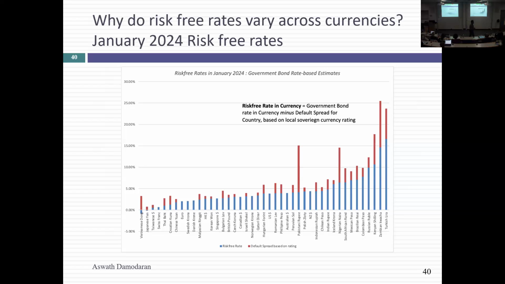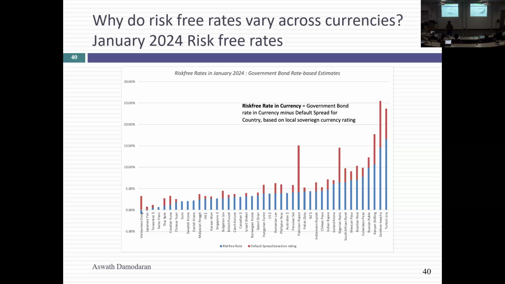So I did what I just described for the Indian rupee for every currency in which I could find a government bond. Let's remember the qualifier. You need a government bond. There are about 40 governments which have government bonds. This is my risk-free rate in those 40 currencies. The way to read this is that the height of the column entirely is the government bond rate. The red portion is the default spread. So if you take the Turkish lira, the government bond rate was 23%. You clean out the default spread, and the Turkish lira's risk-free rate is 16.5%. Mind-bogglingly high number to get started, right?